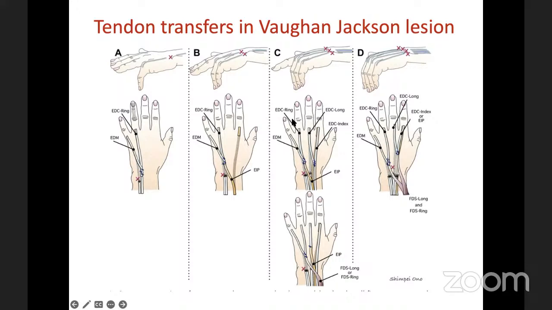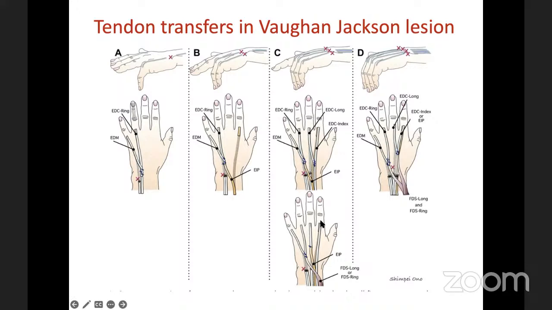Then if the tendons to three fingers, little, ring, and middle go, you can take extensor indices, give it to the extensor tendons to little and ring, and the extensor tendon to the middle, you can do a side to side transfer to the extensor tendon to the index.